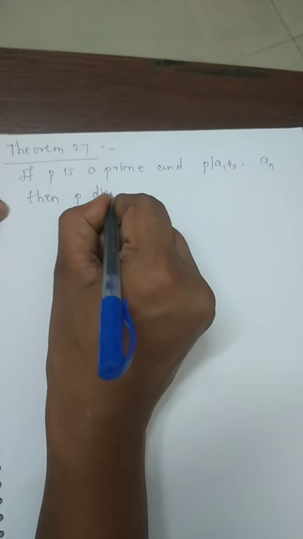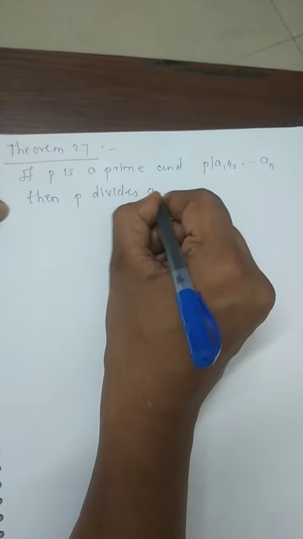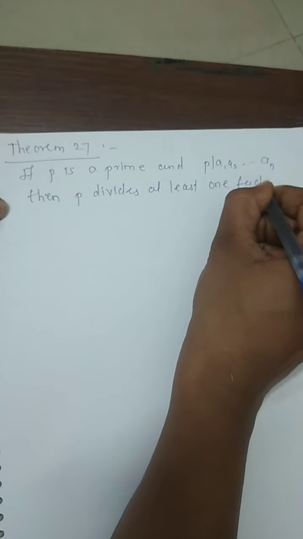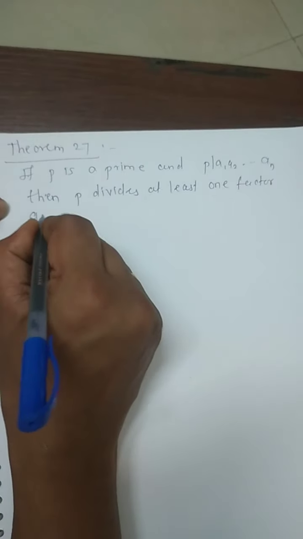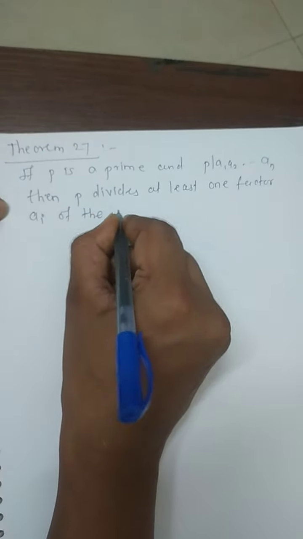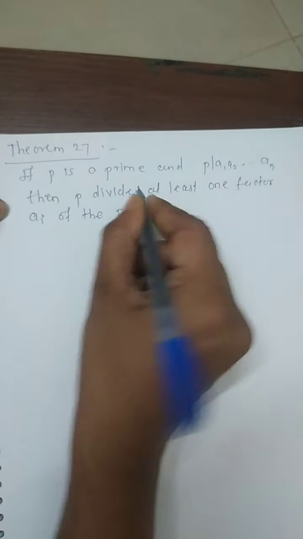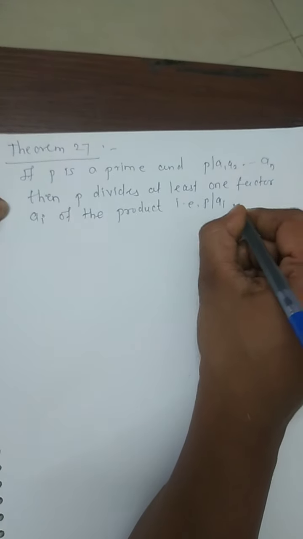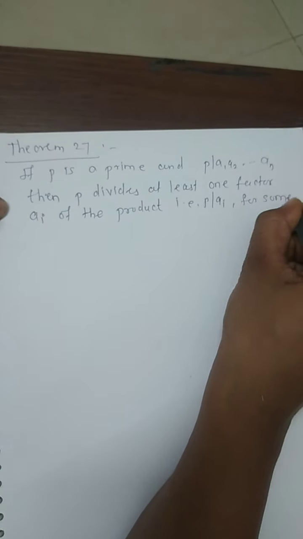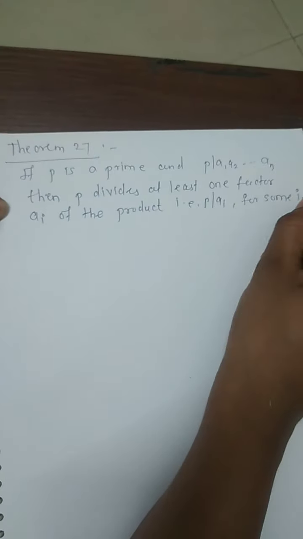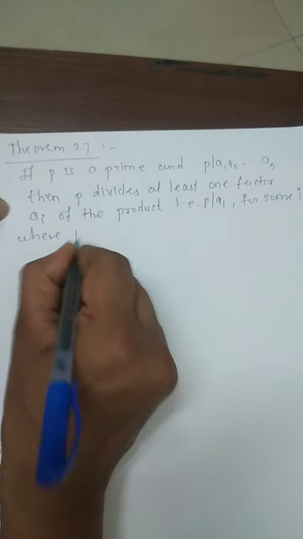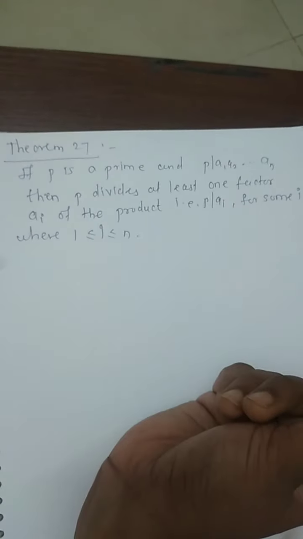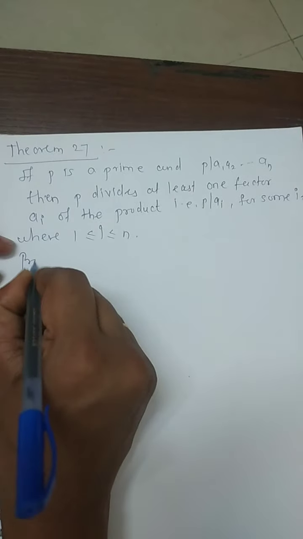P divides at least one factor Ai of the product, that is, P divides Ai for some i, where 1 is less than or equal to i is less than or equal to n. Okay, very easy proof. So see the proof.